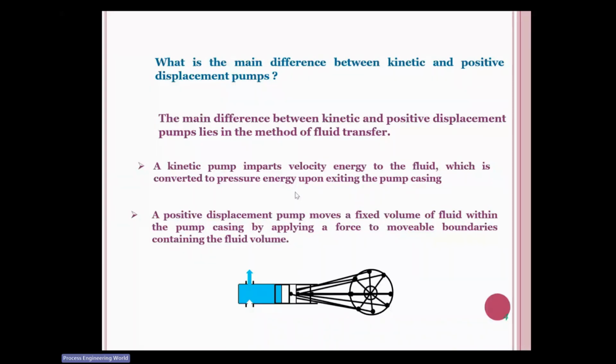The kinetic pump imparts velocity energy to the fluid, which is converted to pressure energy upon exiting the pump casing, which is a centrifugal pump. A positive displacement pump moves a fixed volume of fluid within the fluid casing by applying a force to movable boundaries containing the fluid volume.